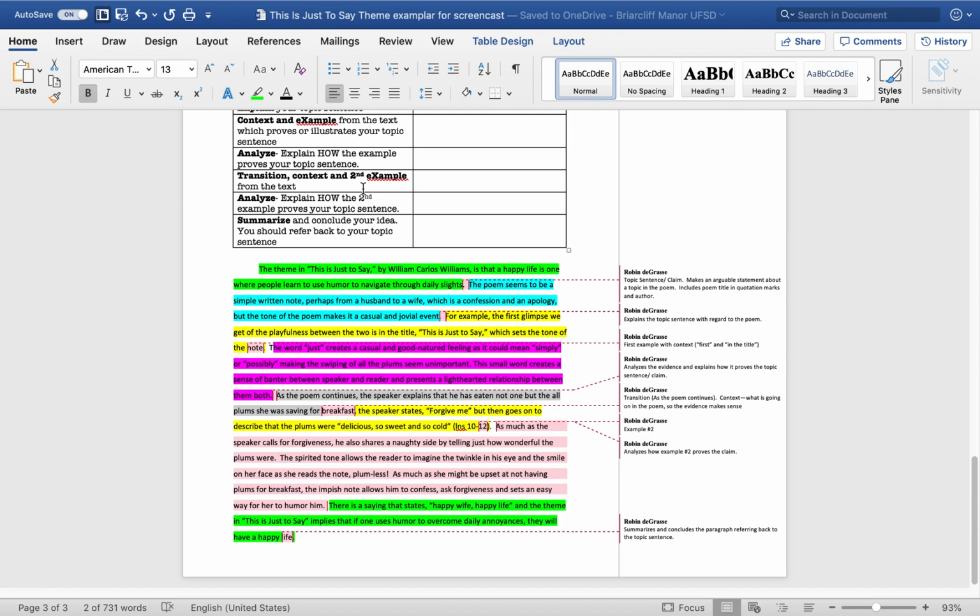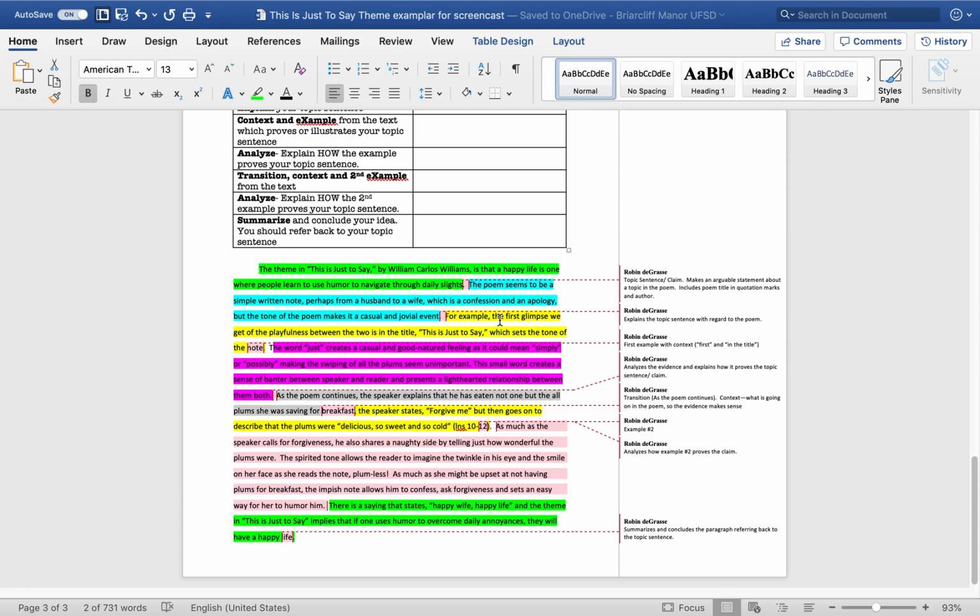The topic sentence is this. The theme in "This Is Just to Say" by William Carlos Williams is that a happy life is one where people learn to use humor to navigate through daily slights. Now I'm going to explain what I mean. The poem seems to be a simple written note, perhaps from a husband to a wife, which is a confession and an apology, but the tone of the poem makes it a casual and jovial event.